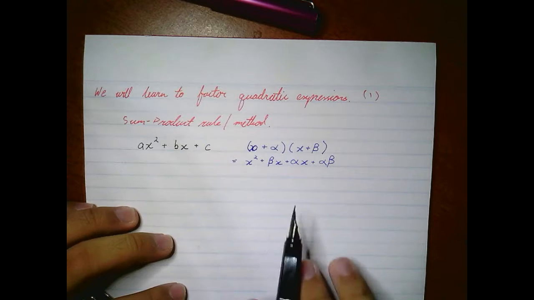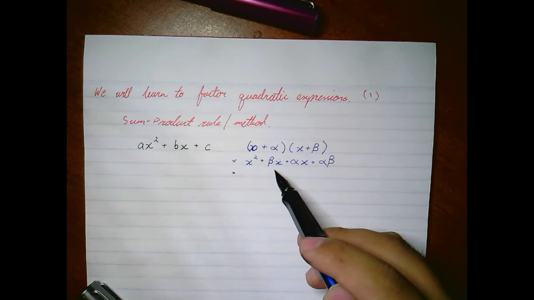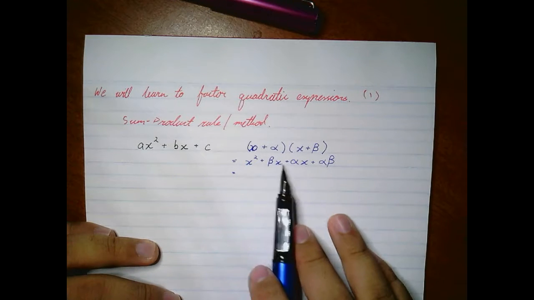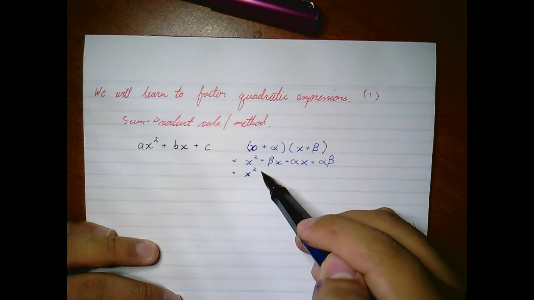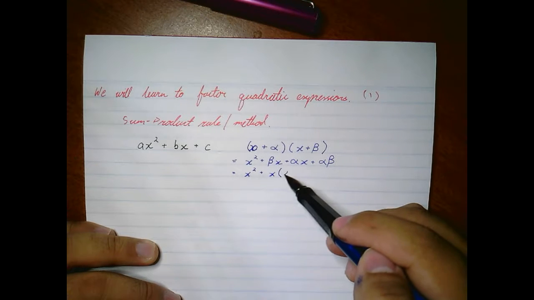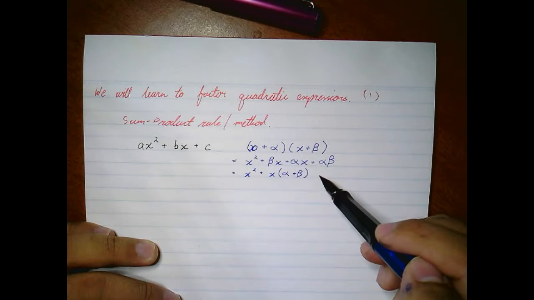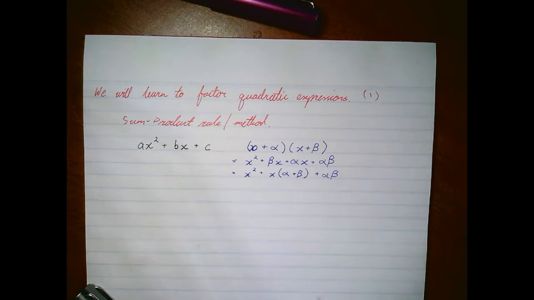Now, hang on, let me just factorize this one more time. See how we have a common factor of x here? I'm going to factor that out. So it's going to be x squared plus x outside, alpha plus beta, plus alpha beta. Now take a look.